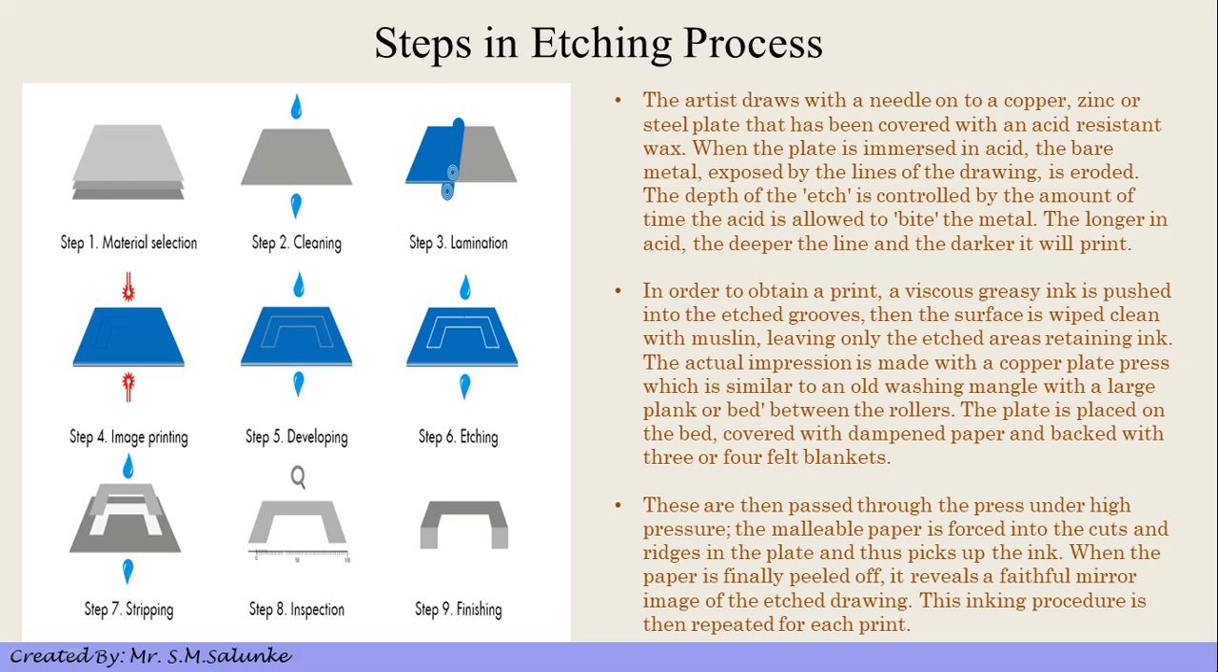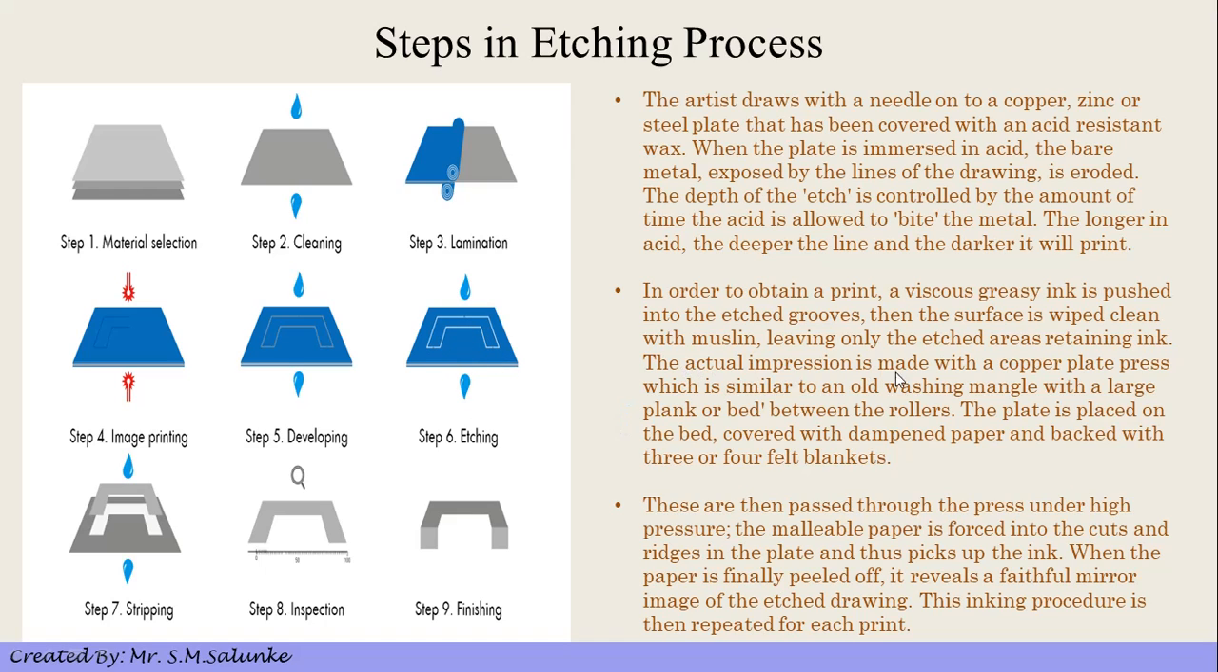Then after some time the ink is removed using a muslin, that is any cloth, and what will happen is that the ink will remain only in the carved surfaces. That is here, if these C shapes represent a carved surface, then only these etchings, that is grooves, will have the ink. The rest of the surface will not have any ink in it.